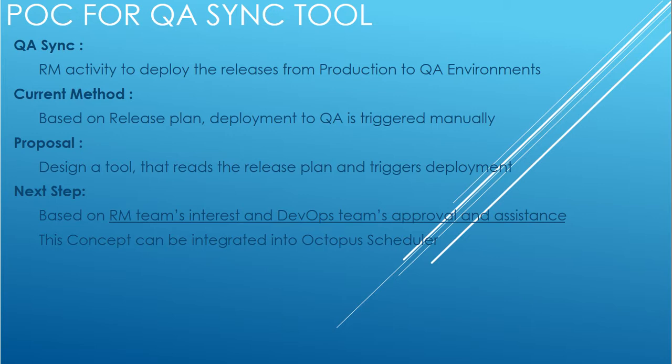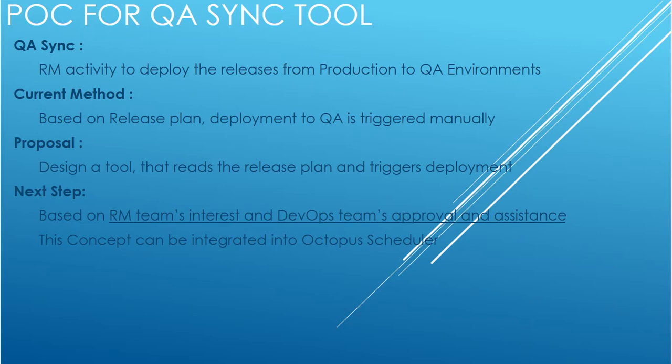This presentation is a proof of concept about QA Sync tool. QA Sync is a release management activity to deploy the releases from production to QA environments. The current method is based on the release plan. Deployment to QA is triggered manually in the Octopus Deploy tool.